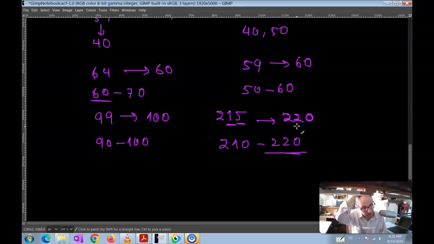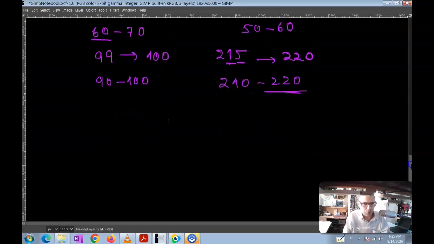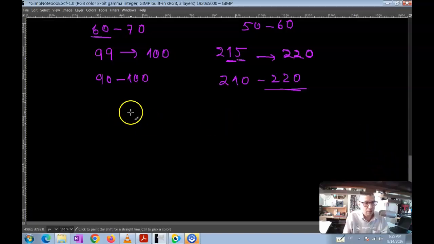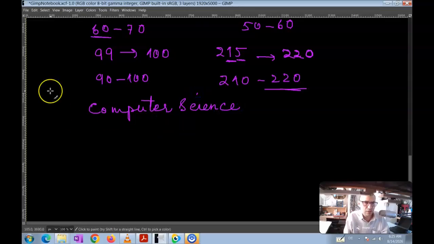Now again, I have to emphasize that everything you're learning over here is going to be used in many places. You might not be aware of it just yet, but for example, in computer science, computer science is nothing but numbers and numbers and numbers.